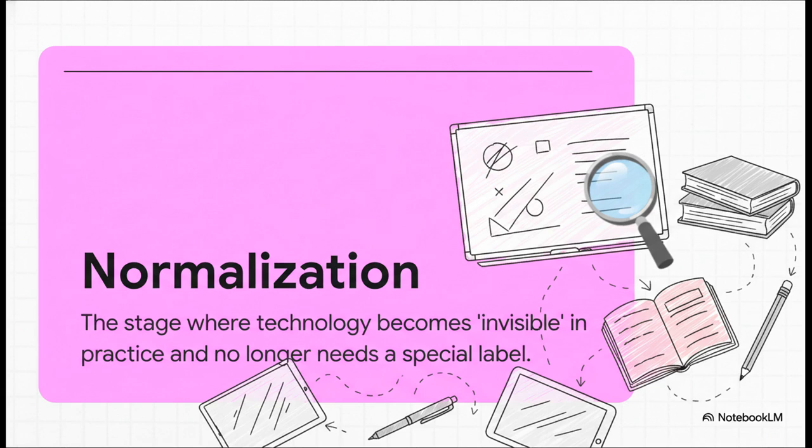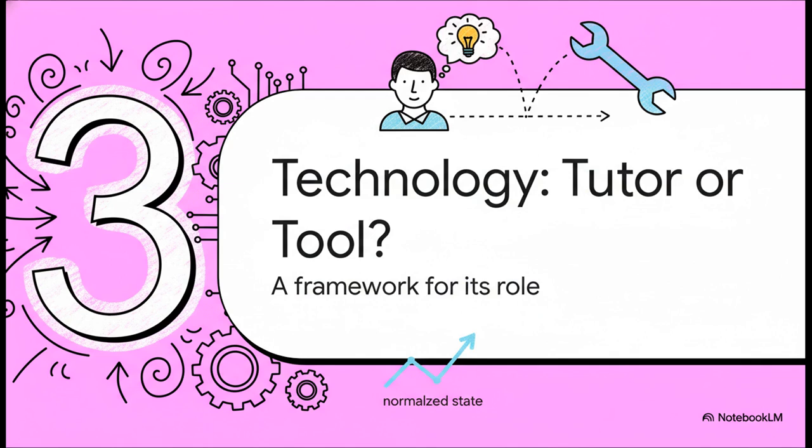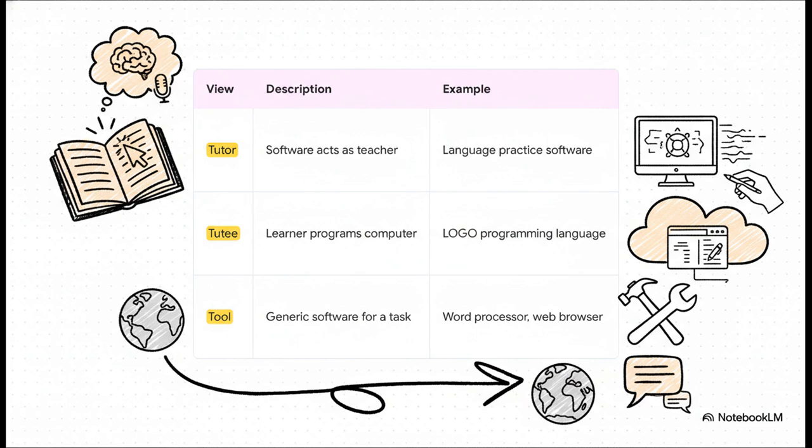That's the dream, right? So, to help us get to that normalized state, it's super helpful to have a mental model for the different hats that technology can wear. There's a simple but really powerful framework that can guide our choices. This is what's known as the tutor-tutee tool metaphor. So, is the computer a tutor, drilling a student on verb conjugations over and over?